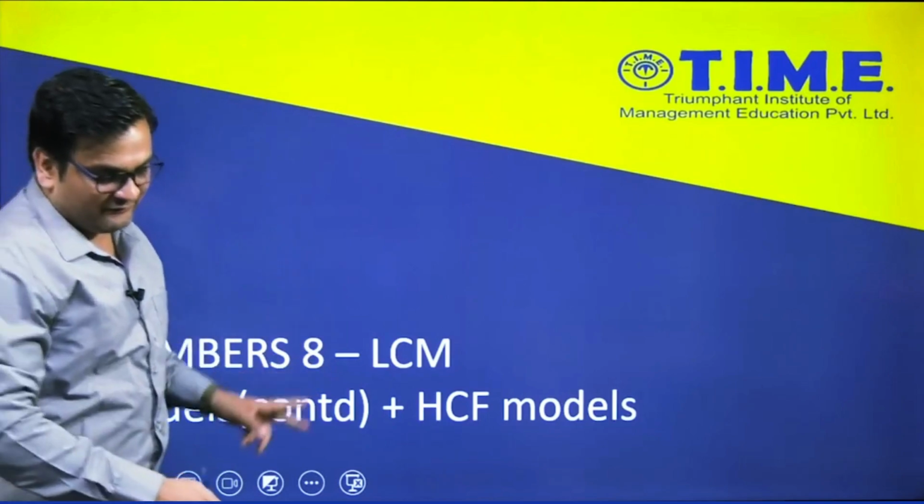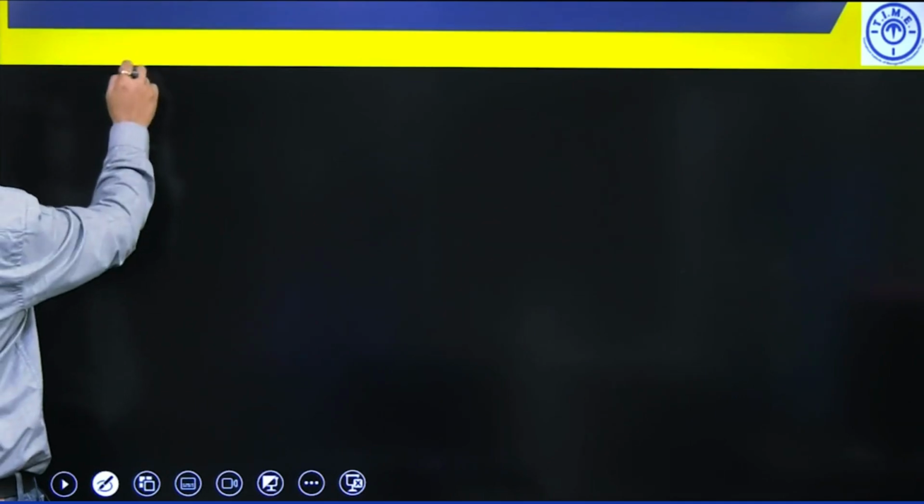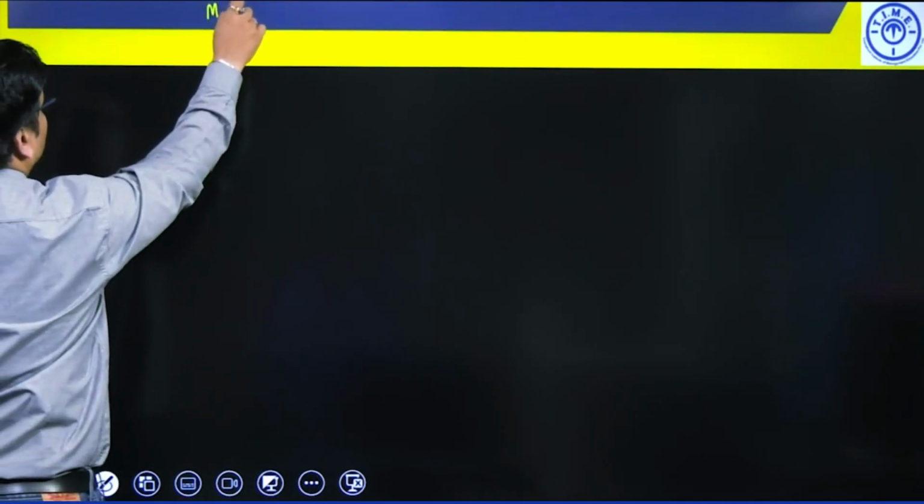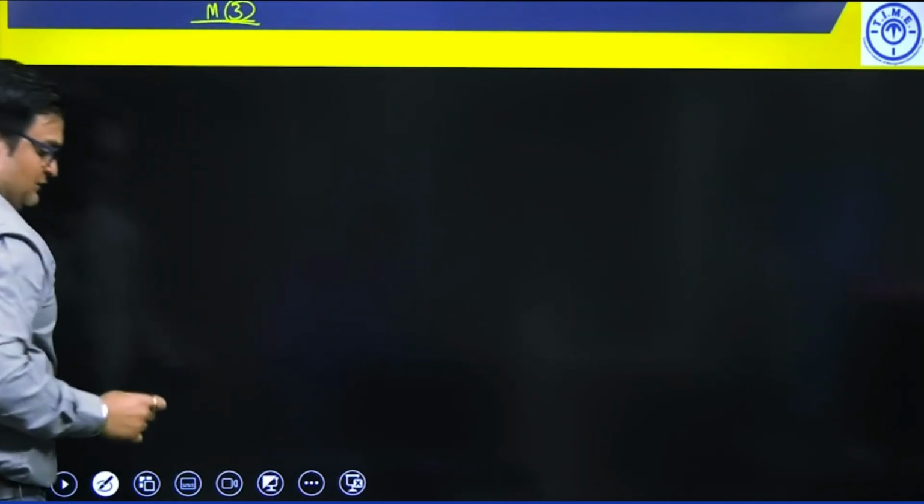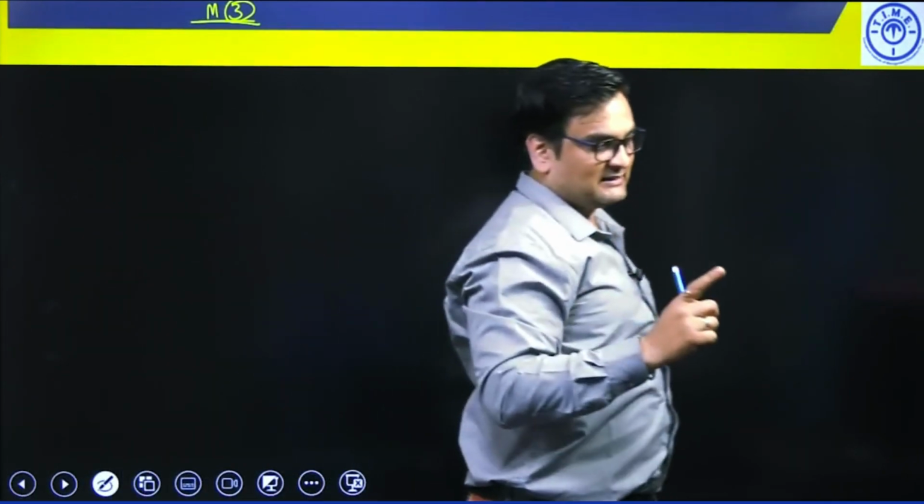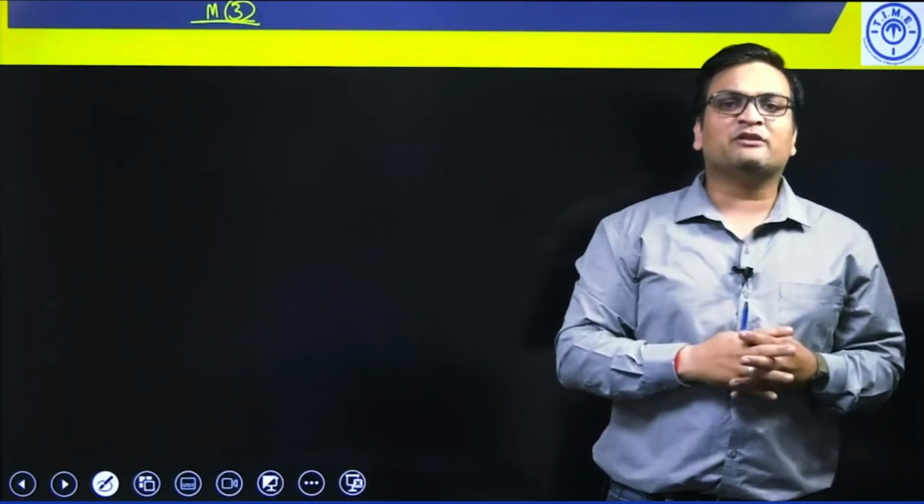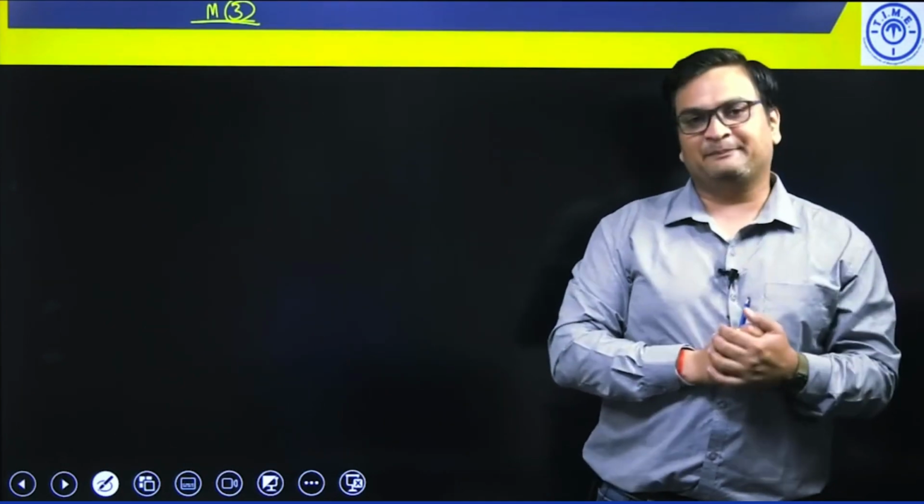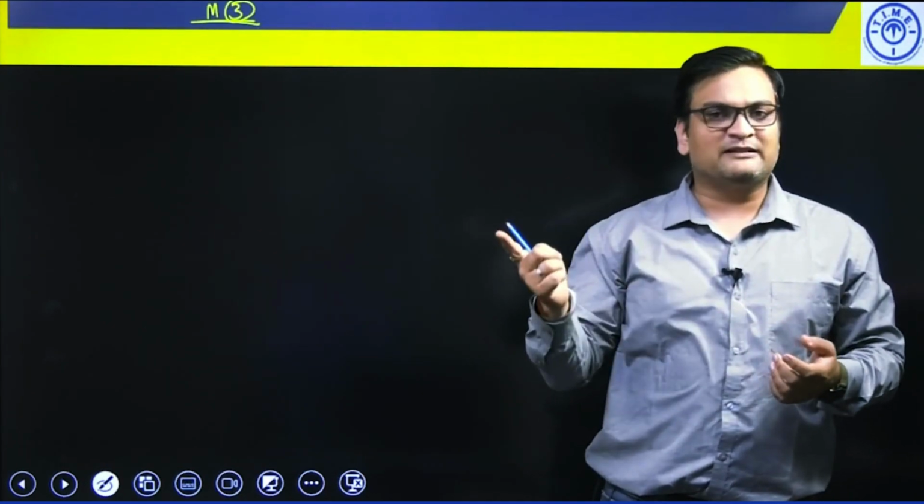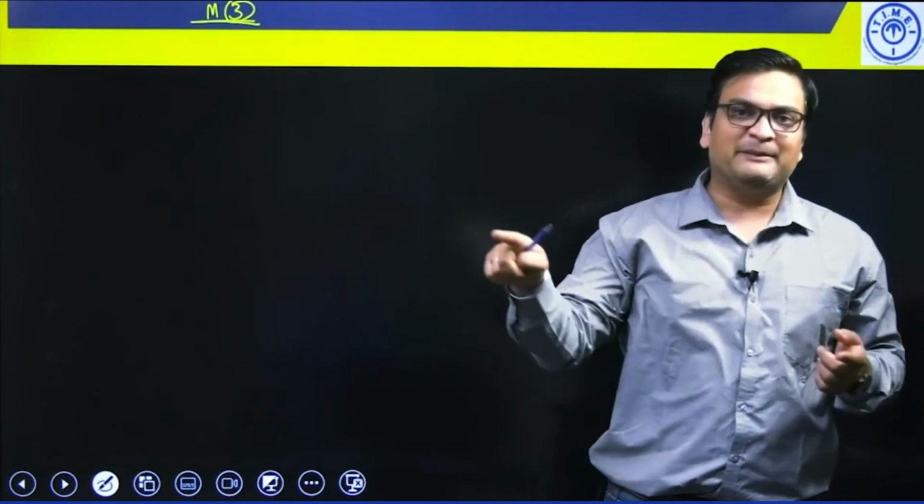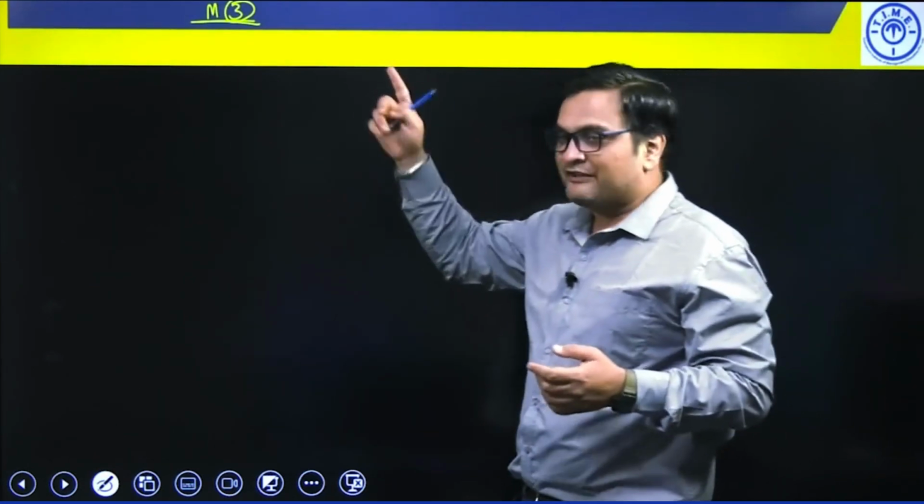So, in the previous video we have covered 2 LCM models. So, we will continue with the third model now, model 3 of LCM. So, just to recap, model 1 was when in the problem you note that the positive remainders are equal. Model 2 was when you note that the negative remainders are equal. Now, model 3 will be the case when neither the positive nor the negative remainders are equal.